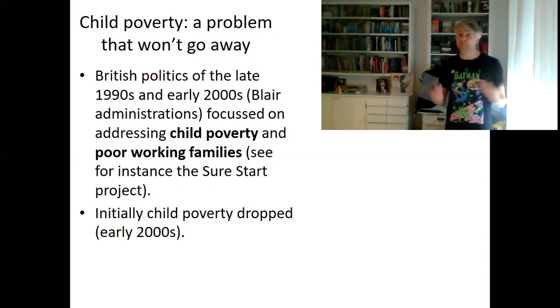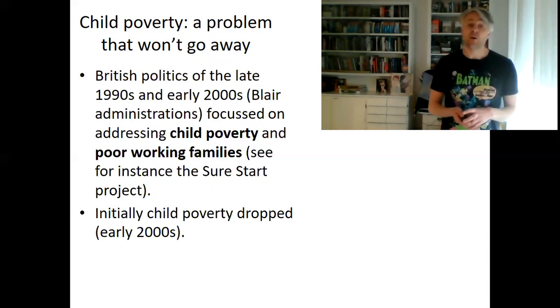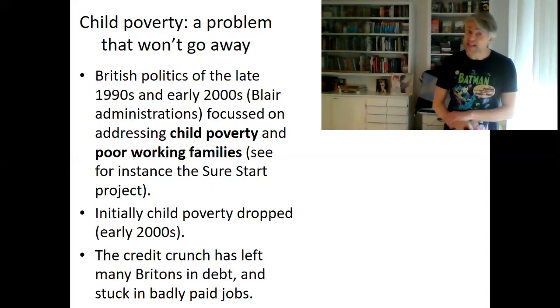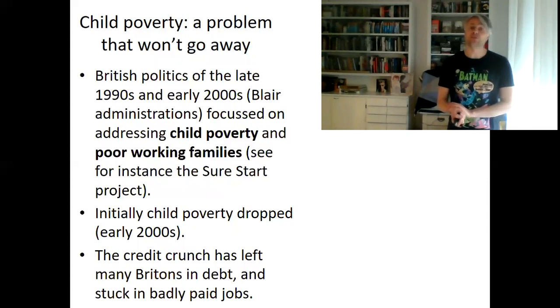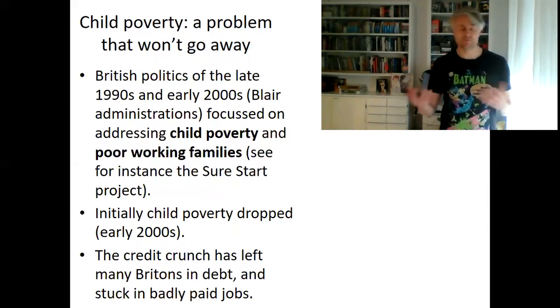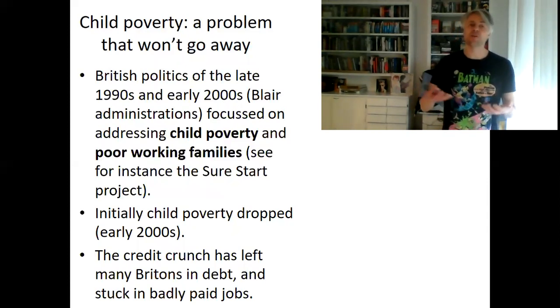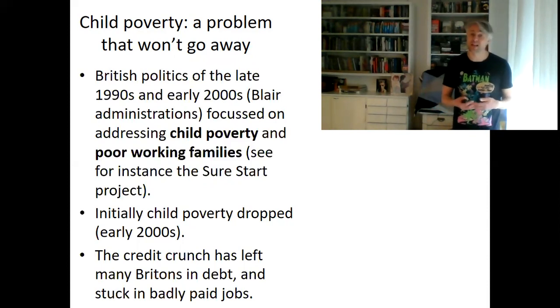Good. Things are happening, and actually the effect on the statistics was quite positive. Although, to put it into context, we had an economic boom in the early 2000s in the UK, and maybe that also helped reducing child poverty numbers. Nonetheless, what followed this phase in the early 2000s was the credit crunch, arriving in America and Britain 2007, 2008.